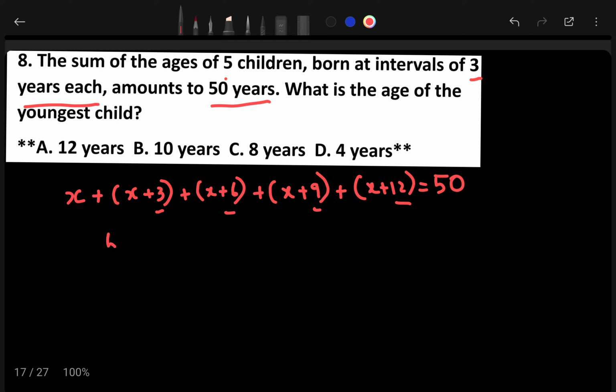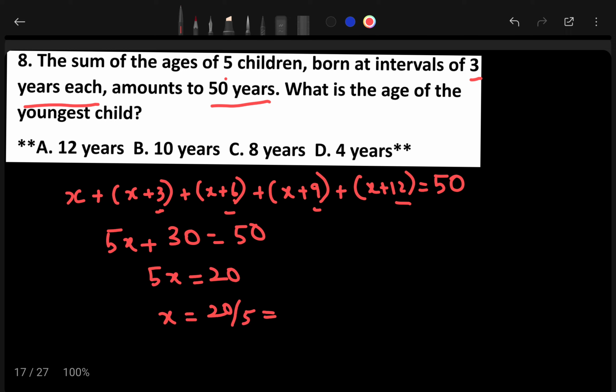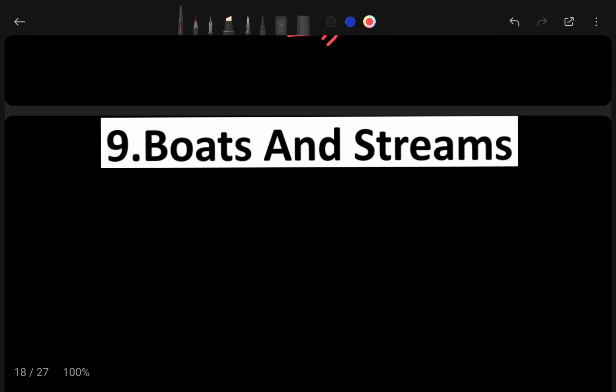Now as there are 5 x's, 5x, 3 plus 6 is 9, 9 plus 9 is 18, 18 plus 12 gives me 30, is equal to 50. 5x is going to yield 20, x is 20 by 5, 5 fours are 20, so the age of the youngest is 4 years, option D. Simple. Okay, finished. Now, boats and streams.